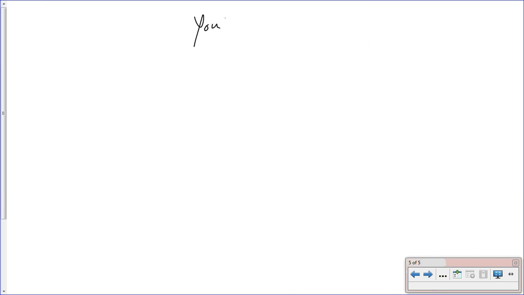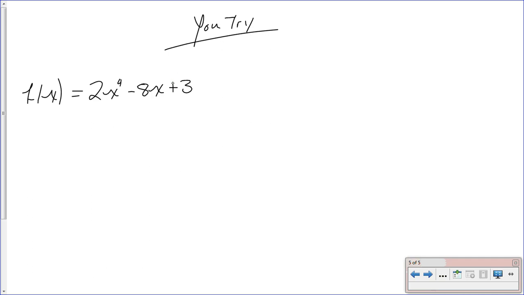I am going to give you a You Try. It's a little tougher than the two I did, but still, you should be able to manage it. So, f of x equals 2x to the fourth minus 8x plus 3. Find my interval for concavity.